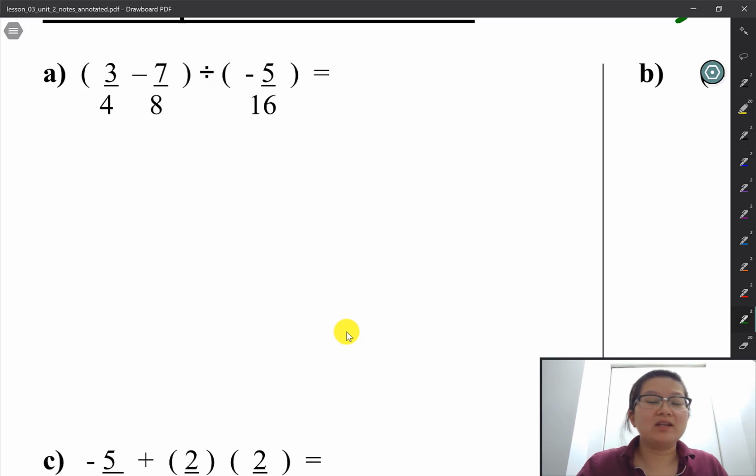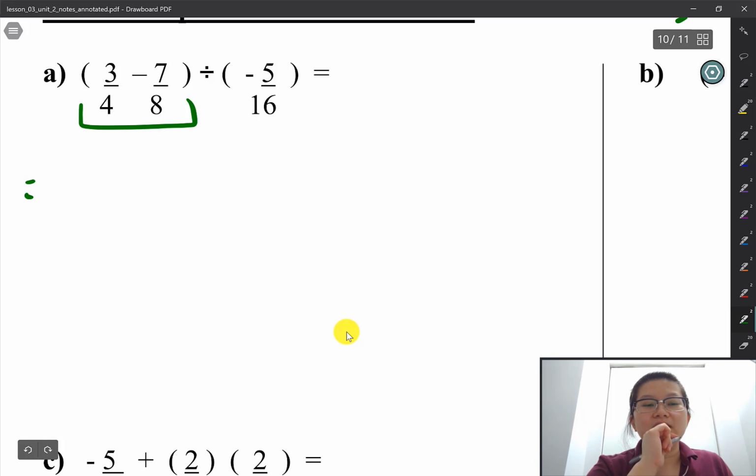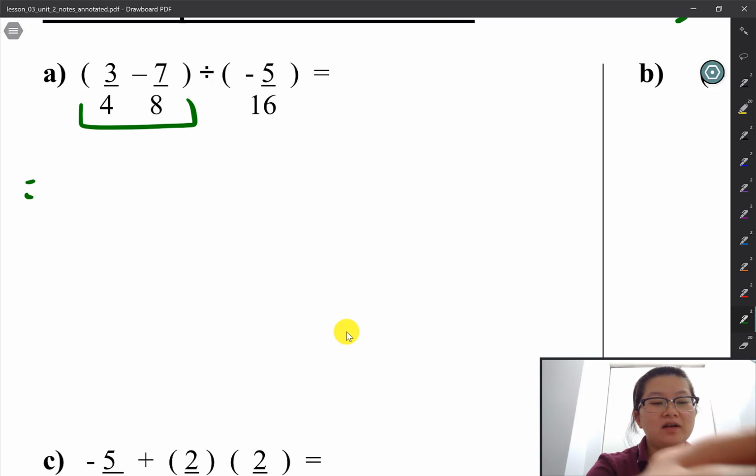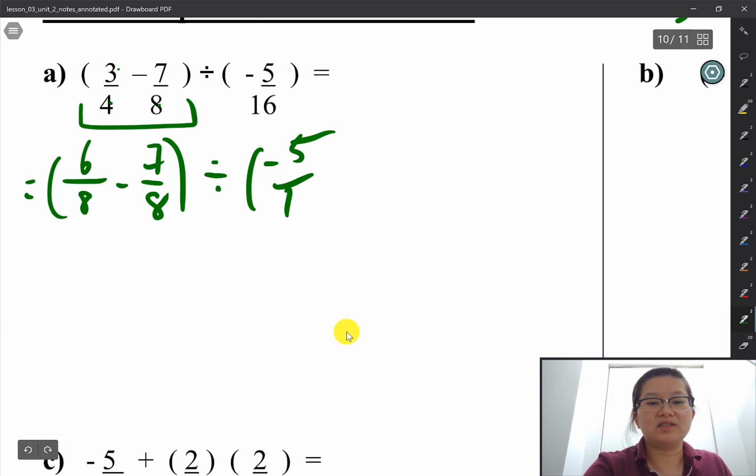But of course, brackets go first, so I'll do A together with us. So we'll do 3 over 4 minus 7 over 8. We'll do this one first. Before we subtract fractions, we have to make sure that they have the same common denominator. It looks like they multiply the 4 by the 2 to get up to 8. So in brackets here, I get two numbers that are over 8. 4 times 2 gives me 8. 3 times 2 gives me 6 here, and then divided by negative 5 over 16.